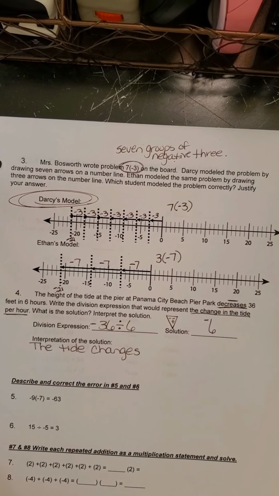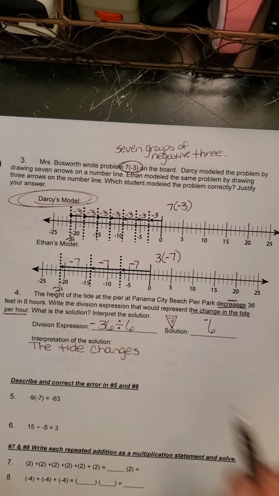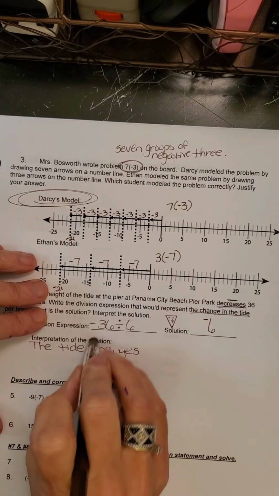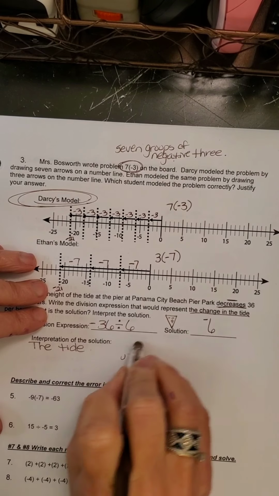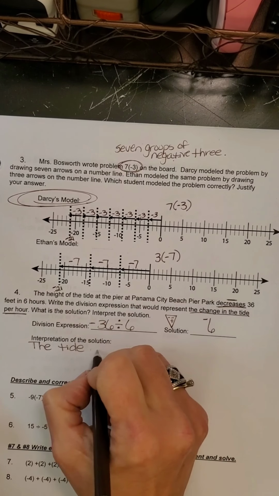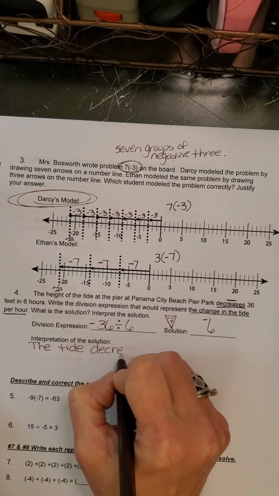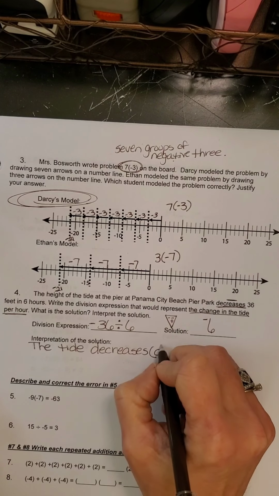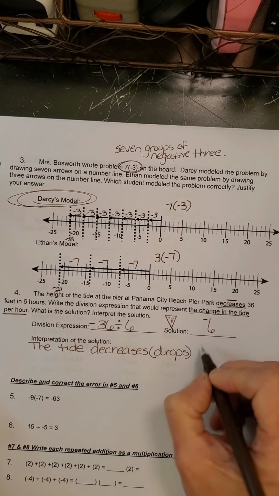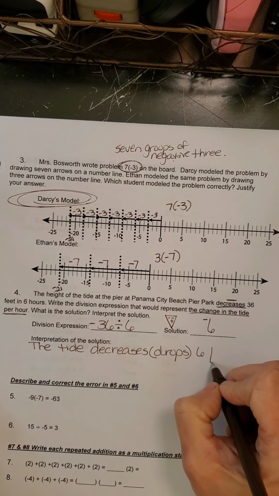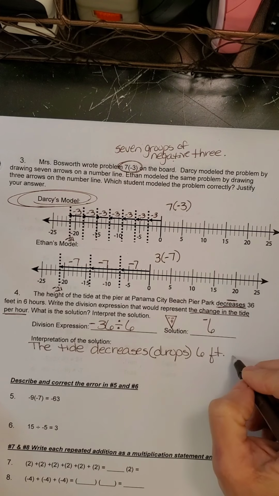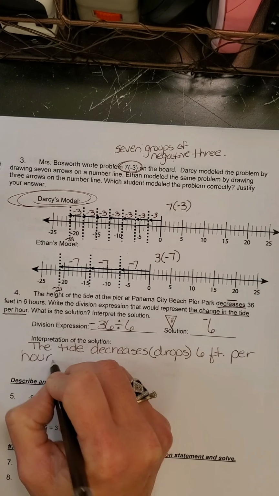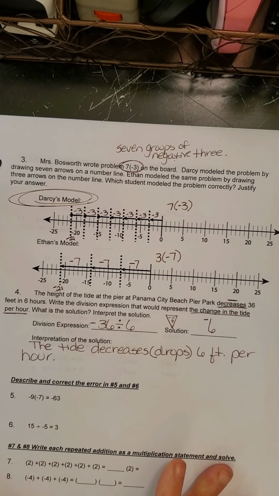We now need to interpret our solution. So what does that mean? It means that the tide decreases, or drops, 6 feet per hour. Okay.